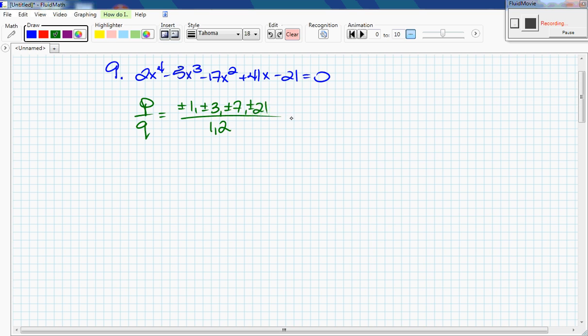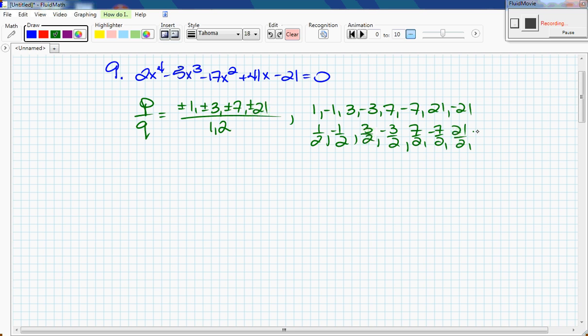So here, our possible rational zeros are 1, negative 1, 3, negative 3, 7, negative 7, 21, negative 21. Those are all over 1. And then we have 1/2, negative 1/2, 3 halves, negative 3 halves, 7 halves, negative 7 halves, 21 halves, and a negative 21 halves.